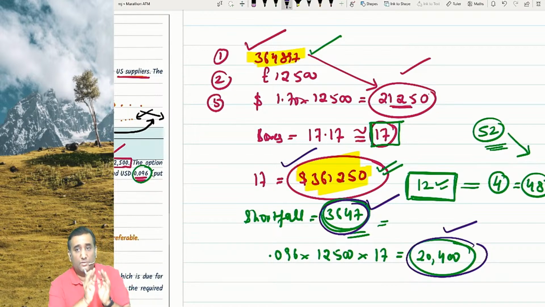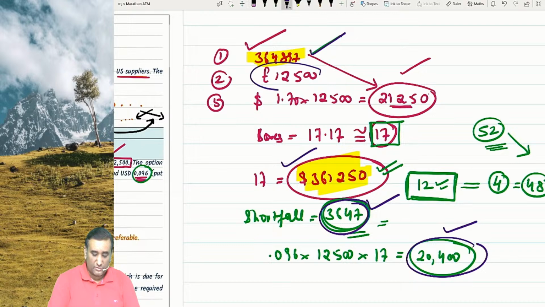I wanted to buy a put on the dollar. Since the contract on the dollar was not available, I'll go for a put option on the pound. I required $364,897 from the home. I took a box of 12,500. In return, I get a box of 21,250.